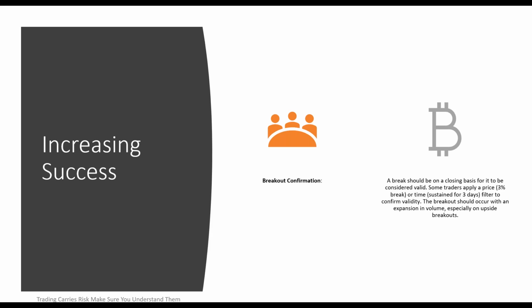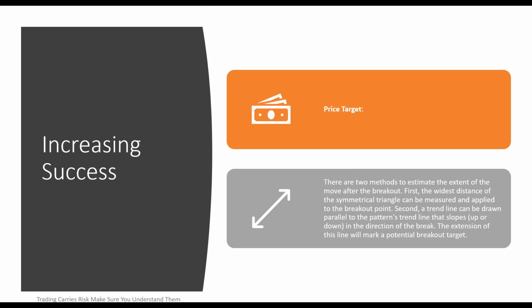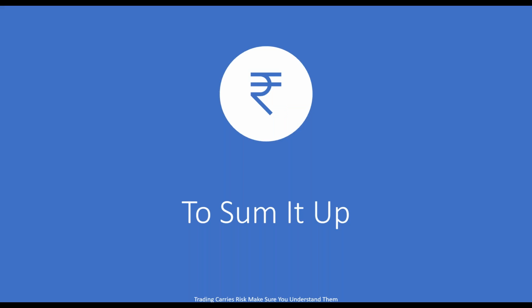So a break should be on a closing basis for it to be considered valid. After the break, sometimes the price still returns into the apex, like I showed you in the triangle. This is why we have to wait for that third candle. And then of course, price targets.